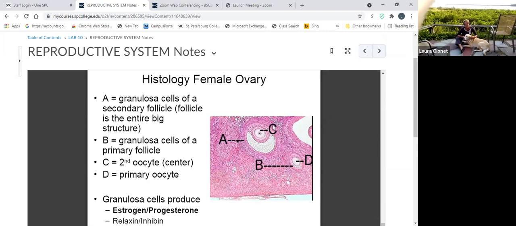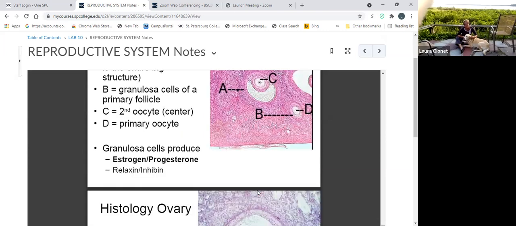A is pointing to these follicular granulosa cells. D is the primary follicle with follicular or granulosa cells B surrounding it. So we go from that BD structure, and as it grows, it becomes that AC structure. Follicle stimulating hormone is targeting C and D, and B and A is being targeted by luteinizing hormone.